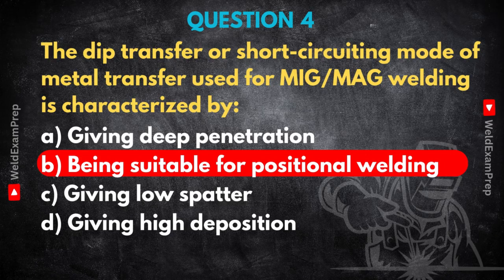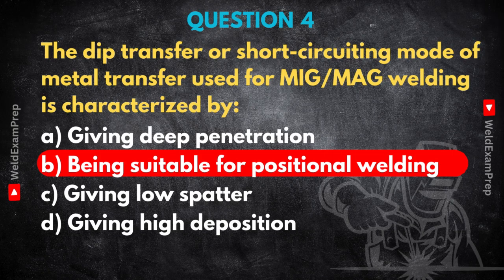Now, the other options. A, deep penetration. Nope, dip transfer is generally lower penetration compared to, say, spray transfer. C, low spatter. Well, it can produce spatter, especially if not set up right. Maybe less than older methods, but modes like pulse spray are generally considered lower spatter. And D, high deposition. Again, no, that's more characteristic of spray transfer. Dip transfer is more about control than speed or volume.